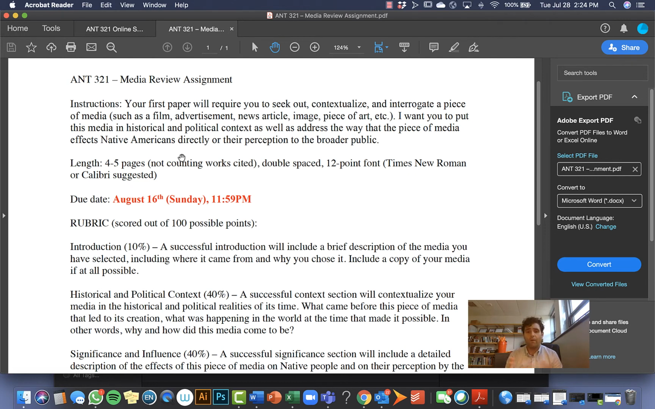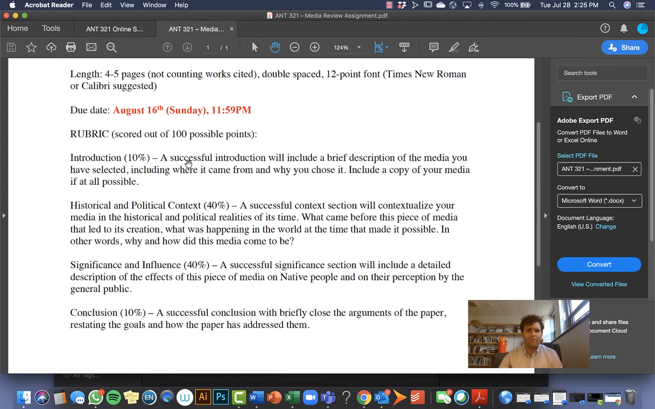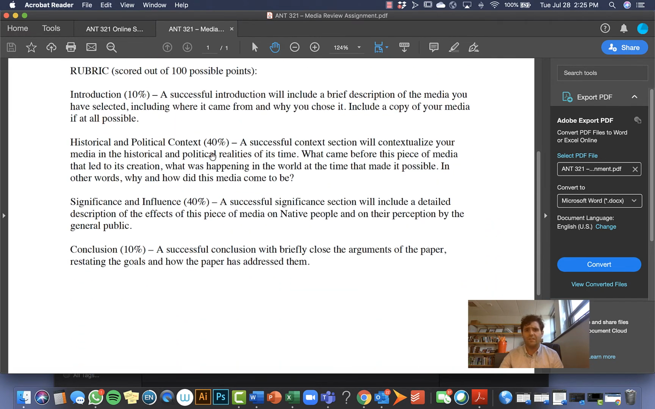And then I want you to write a paper about it. So you'll show me what the media is. If it's an image, show me the image, or give me a link to the newspaper article or whatever, or a link to the YouTube video, whatever, so that I can see the piece of media. And then I want you to write about it. And this gives you a pretty detailed description of exactly what I'd like you to write about. So introduce it and conclude it.